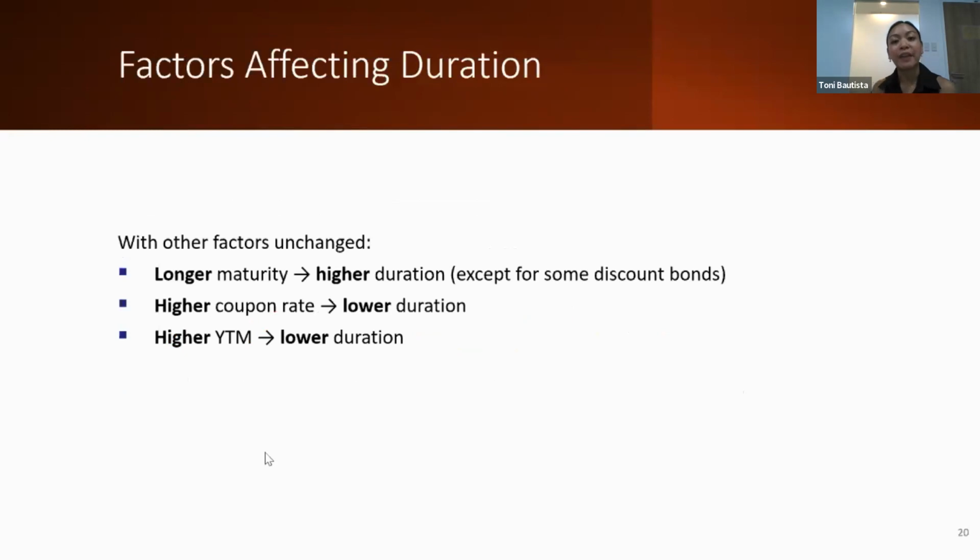So what are the factors affecting duration? With other factors unchanged, or ceteris paribus, the longer the maturity, we would normally see a higher duration, so a higher payback period, because you have a longer time to accumulate your payments, except for some discount bonds. The higher the coupon rate, normally that would result in a lower duration, because you're able to recover your investment at a faster pace. And then finally, the higher the YTM, that would normally result in a lower duration.